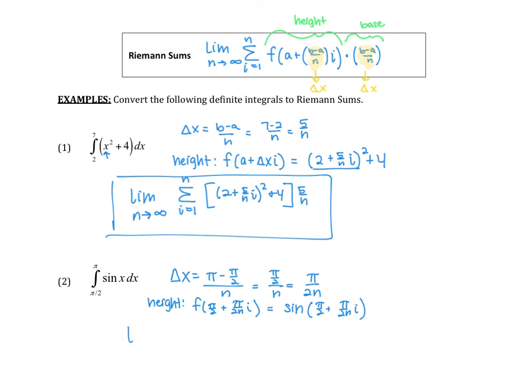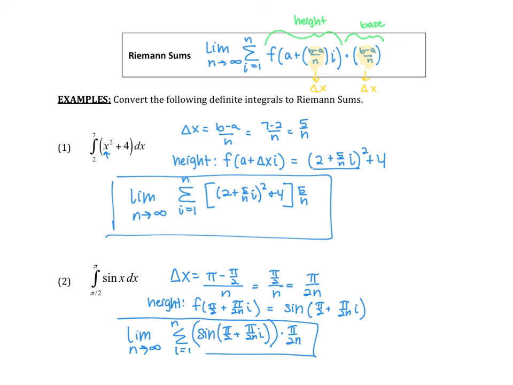So then the answer to this, write this as a Riemann sum, would be the limit as n approaches infinity of the sum of all the terms from 1 to n of the height, which is sine of pi over 2 plus pi over 2n i, times the width, which is pi over 2n. And there's the answer. How'd you do?